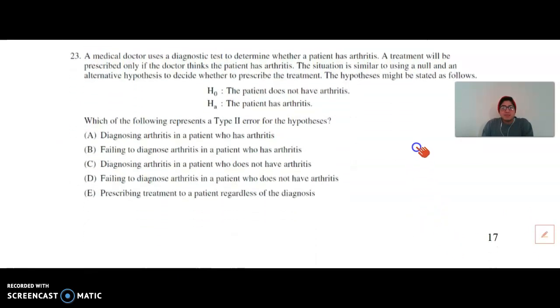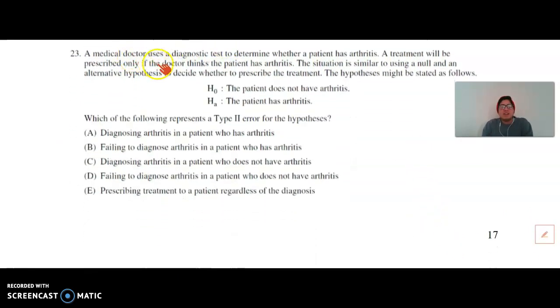Now here, another situation, and mostly logic. A medical doctor uses a diagnosis to test whether a patient has arthritis. A treatment will be prescribed if they think they have arthritis. We're going to use the following null and alternative. And so if the patient does not have arthritis, well, what happens? There would be no treatment. And if the person does have arthritis, there will be a treatment.